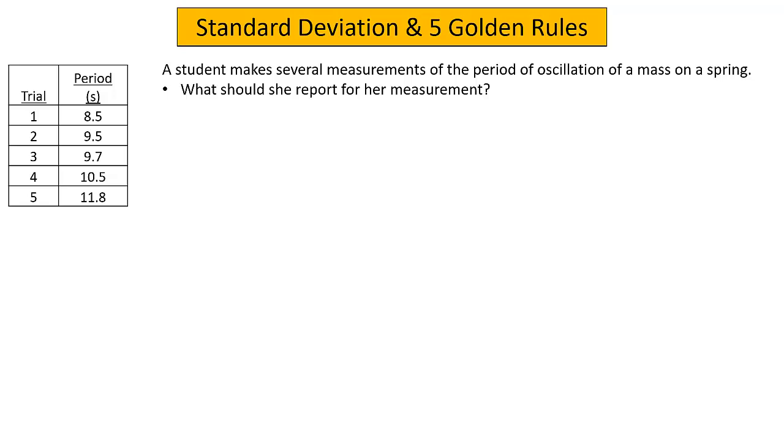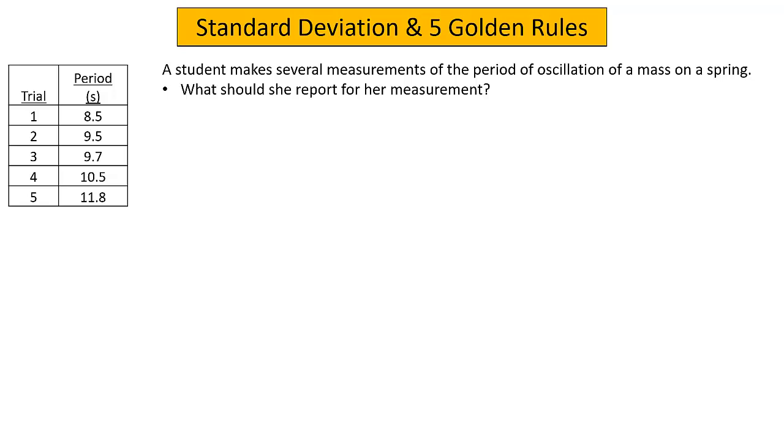Let's talk about the idea of standard deviation and what are called the 5 golden rules for reporting results. So let's imagine we have a student who makes several measurements of the period of an oscillation of, say, a mass on a spring. So here's the data they have. What should this student report for her measurement?